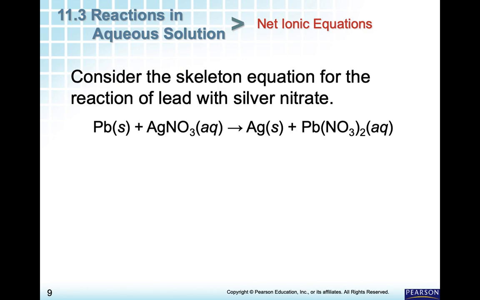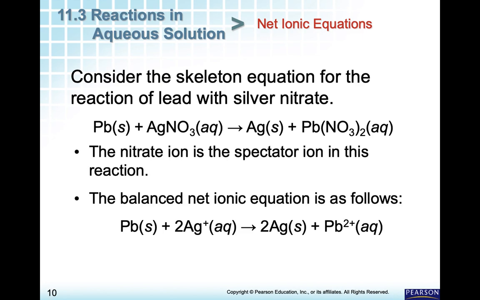So let's look at this one. What things am I going to break apart? I'm going to leave lead by itself. I'm going to take AgNO3 and I'm going to break that apart into ions. And then I'm going to leave on the product side silver, and then I'm going to break apart the lead nitrate. And so nitrate will be a spectator ion. And when I eliminate the nitrate and we balance it, then we get that 1 lead plus 2 silver ions is going to give us 2 silver solid atoms and 1 lead 2+ ion.